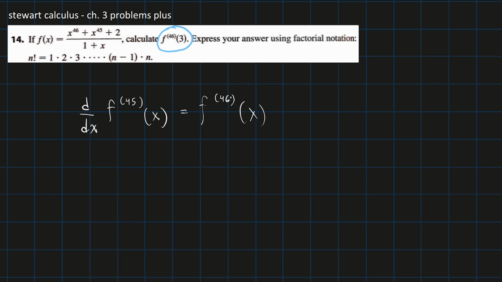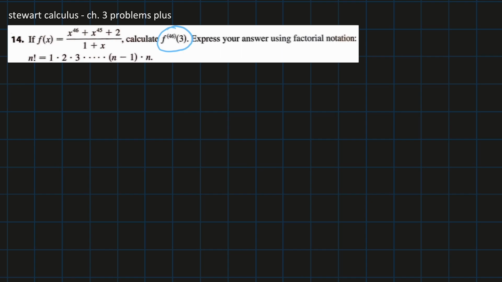And the reason we put this number up here is, well, we usually put our tick marks, right? This is our first derivative, and this is our second derivative. But once we get to really high order derivatives, it makes much more sense to put a number here than 46 of these tick marks. So that's what the 46th derivative means.